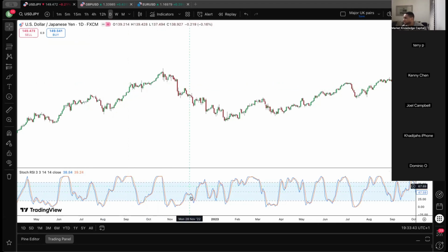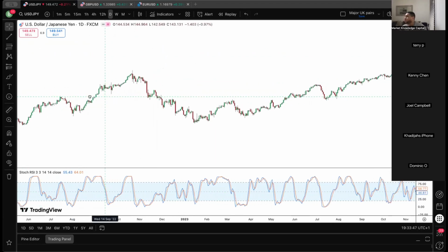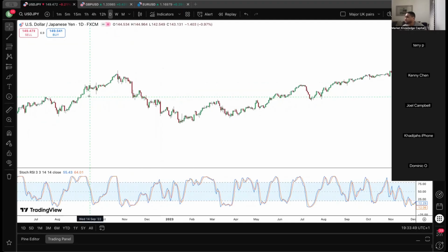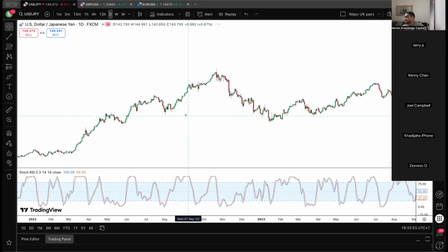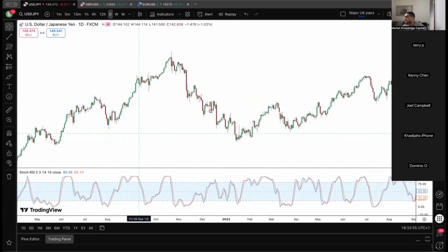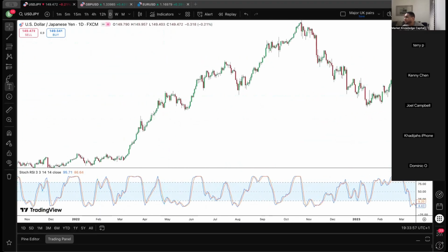So again, with the stochastic, I always like to use it in the same direction of the trend. Remember what I said to you guys, the trend is your friend. So if we are in an uptrend, I wouldn't use the stochastic to sell something. I would more than likely use it to buy something.